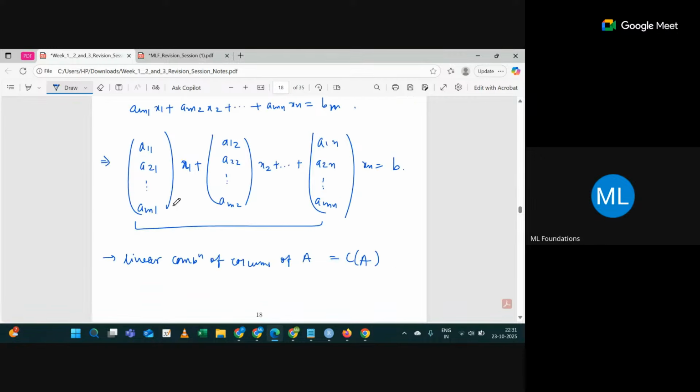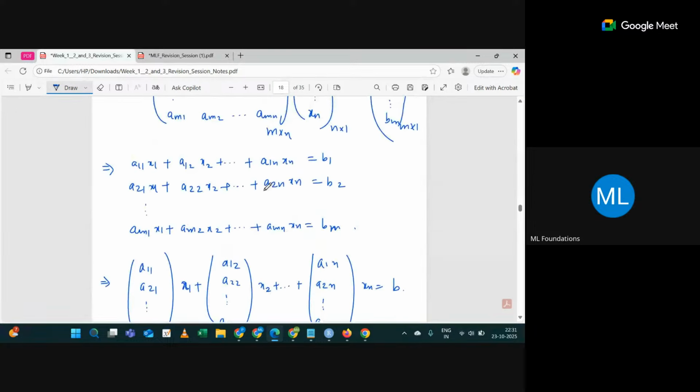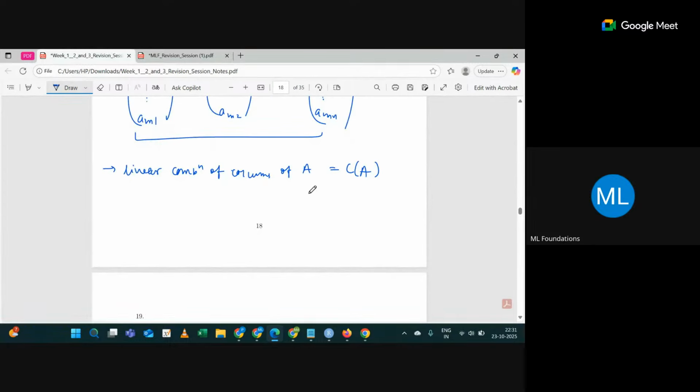If you have any confusion, what is the dimension of each column? It is in Rm. So if you have, let's say, 1, 2, 3, can I say this is in R3? Yes. So if you have m elements in each column, that's the idea. So the column space of A is nothing but the linear combinations of all the columns of A. So what is the row space of A?